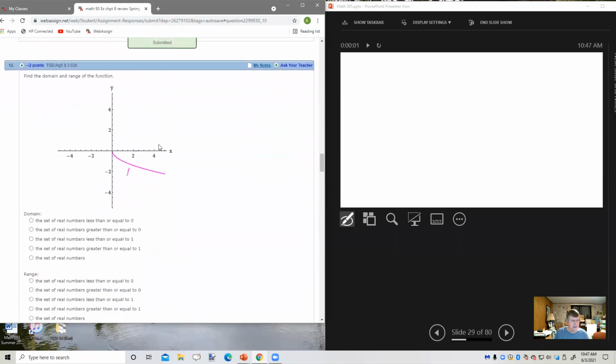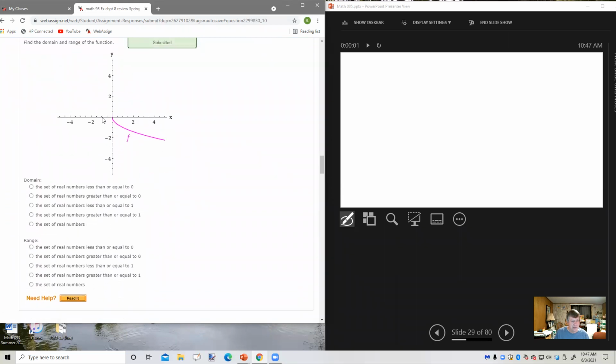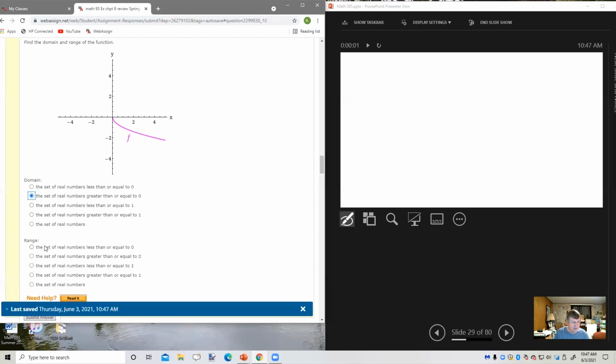Okay, find the domain and range of the function. The domain starts at 0 and goes on forever. So it would be greater than or equal to 0. The range goes down forever. So going up, it would be from negative infinity up to 0. So all the set of real numbers less than or equal to 0.